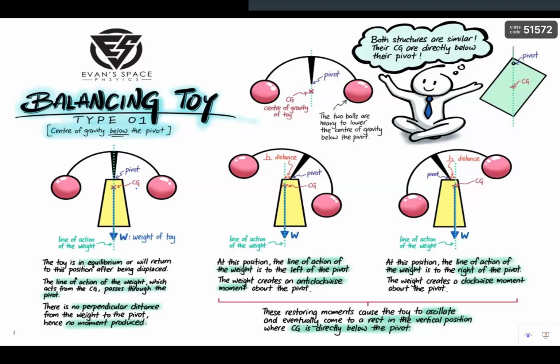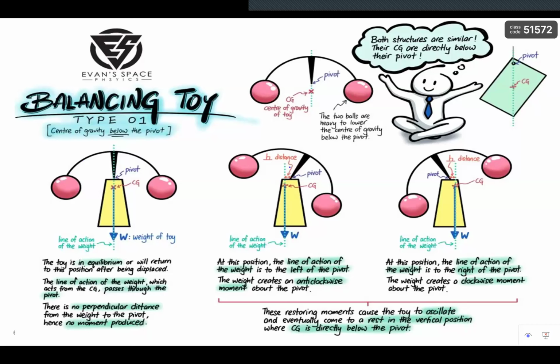Okay, so what happens when you put it on a stand over here? It balances, because there's no moments. The weight is here, the pivot is here, there is no perpendicular distance. So again, you need to mention why it is stable. You need to mention again the line of action of the weight is exactly at the pivot. So there's no perpendicular distance, no moments. This toy will remain stationary there.